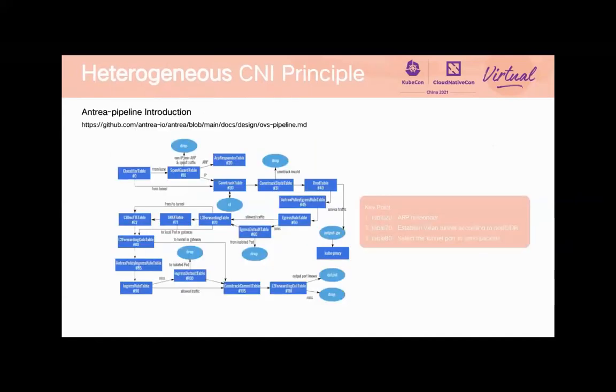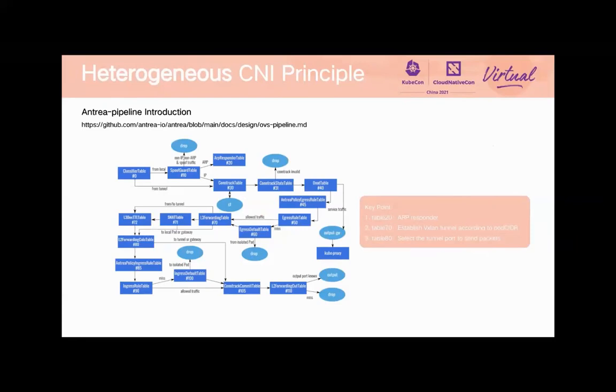This picture contains the pipeline related to Antrea, including ARP responder, layer 2 forwarding, layer 3 forwarding, conntrack setting and matching, service access, and policy for egress and ingress. And we need to pay attention to the flow tables related to cross-node communication.